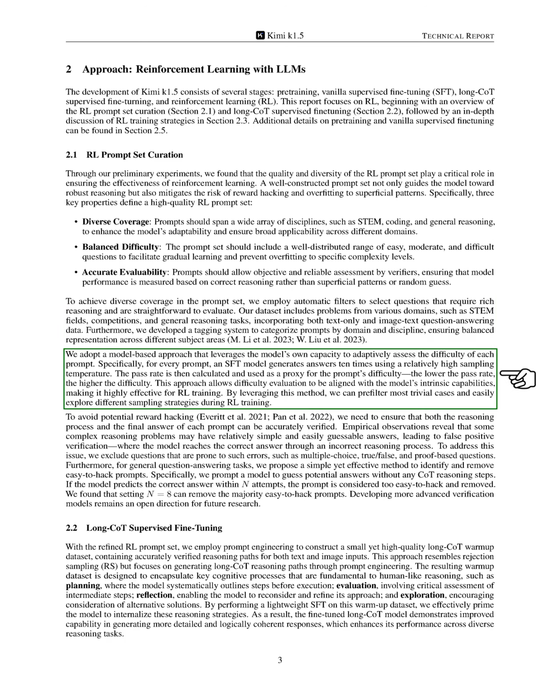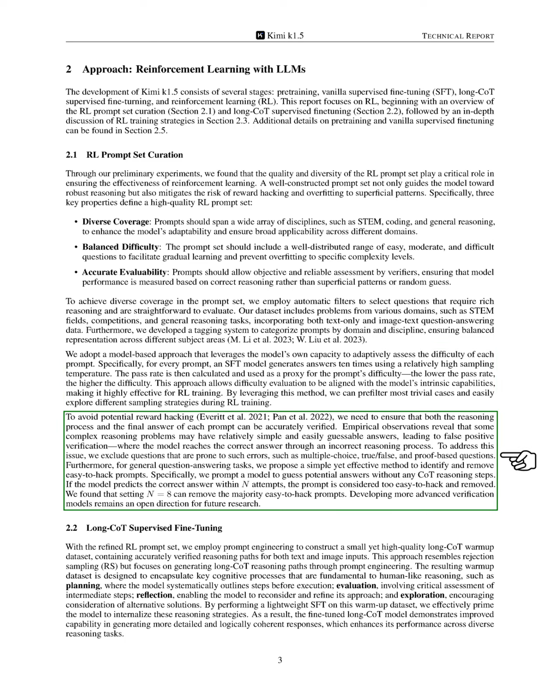We adopt a model-based approach to assess the difficulty of prompts, where an SFT model generates multiple answers to gauge pass rates. This helps us filter out trivial cases and explore different sampling strategies during RL training. To prevent reward hacking, we ensure that both the reasoning process and final answers can be verified accurately. We exclude questions that are too easy to guess and propose methods to identify and remove such prompts effectively. Overall, we aim to refine our verification models in future research to enhance the robustness of our RL training process.